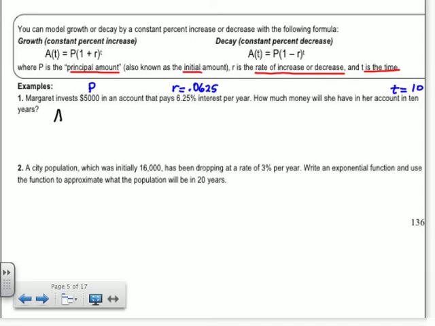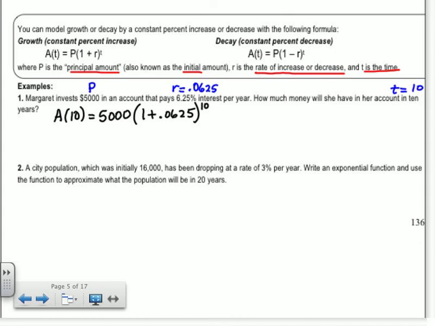So I set up my formula. I say my amount after 10 years, I started with 5,000. I have (1 plus 0.0625) raised to the 10. So this isn't a times 10. A lot of people think they just write 10a. It's not a times 10. It's saying your amount after 10 years is this. It's a function like f of x.